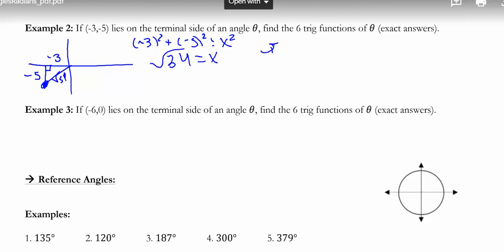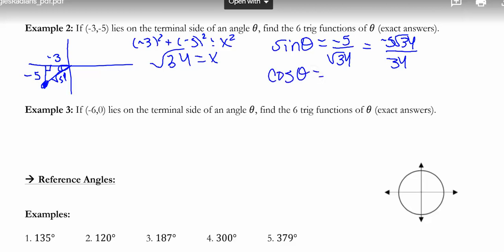So sine of theta is opposite, so -5 over rad 34, but I have to rationalize it. -5 rad 34 over 34. Cosine is -3 over rad 34, so -3 rad 34 over 34. Tangent is opposite, -5, over adjacent, -3. So it just ends up being 5 over 3.